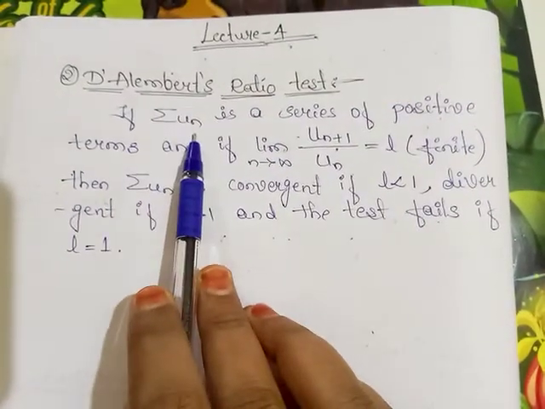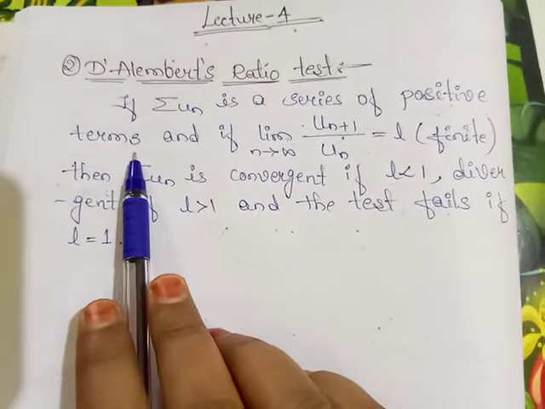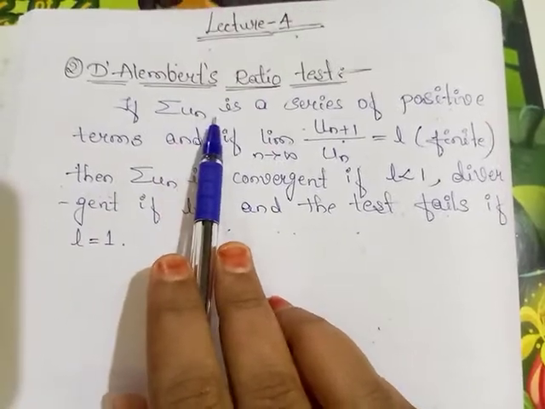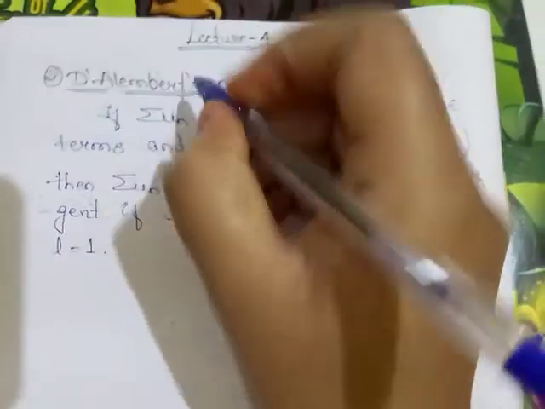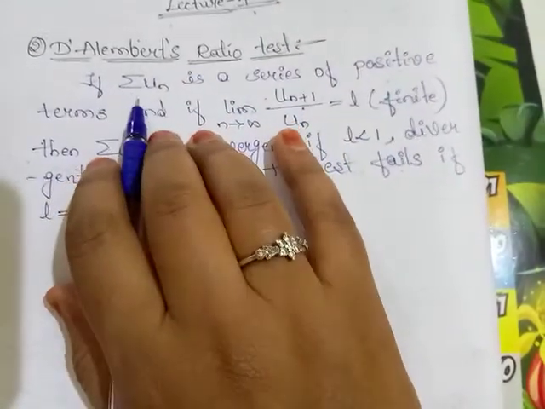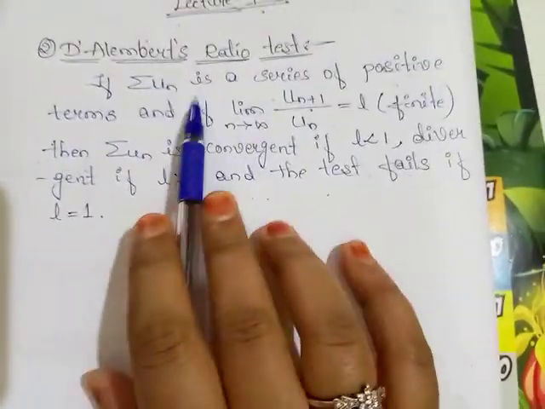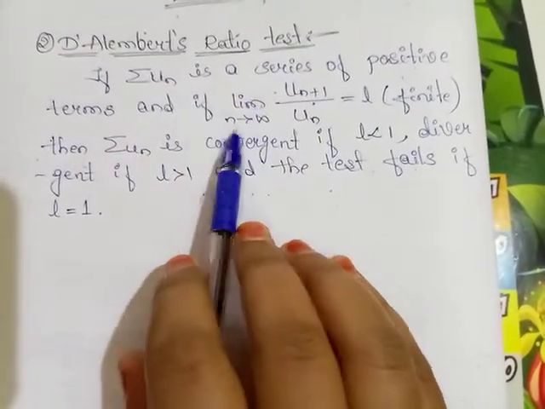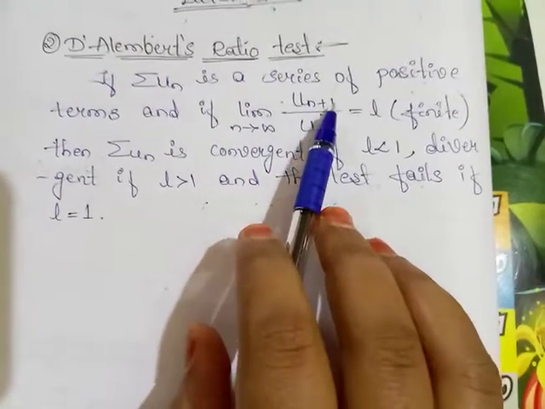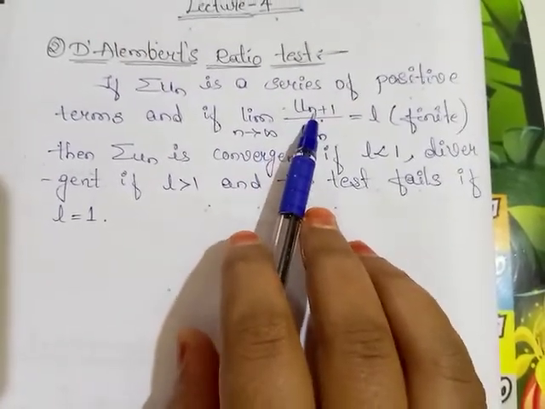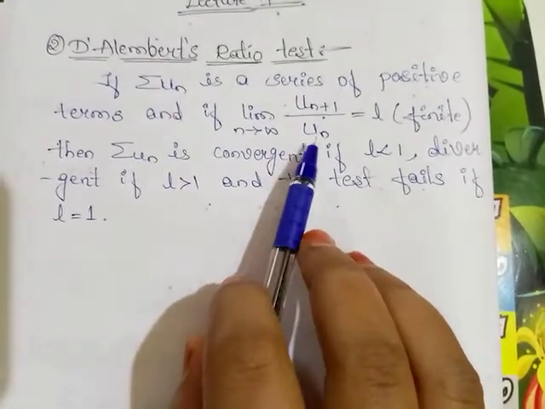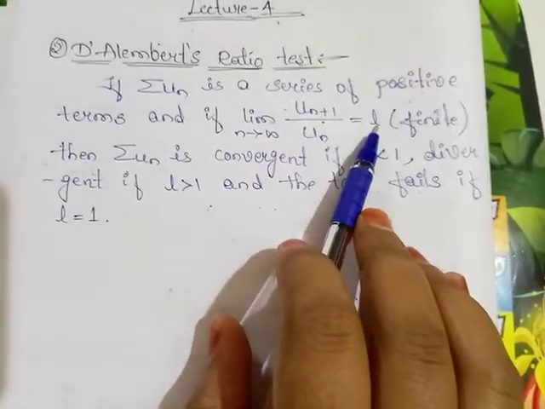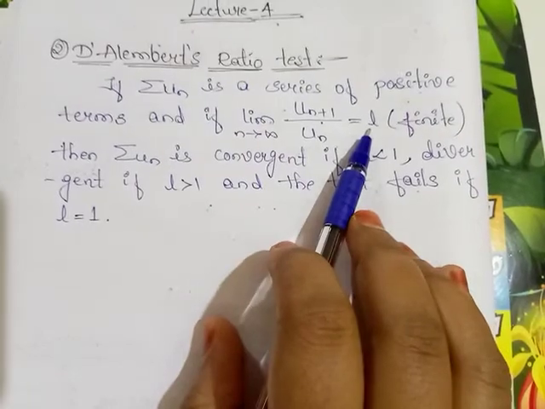If summation un is a series of positive terms, we know that this summation un indicates the sum of the first n terms. Un indicates the nth term of the series and the summation indicates the sum of the first n terms. If that series is of positive terms, and limit n tends to infinity, un plus 1, the (n+1)th term, divided by un, the nth term, is equal to L. If this gives a finite quantity, here this L must be a finite quantity.